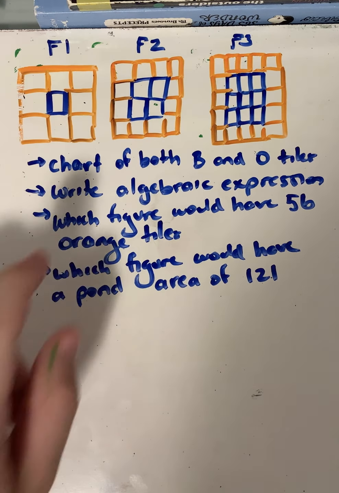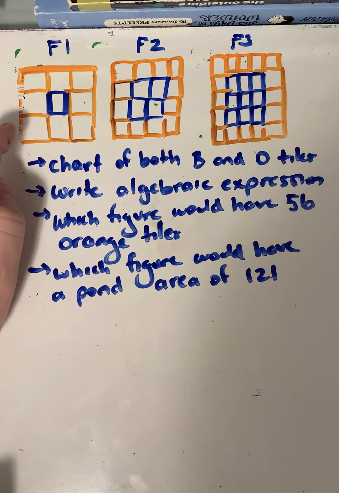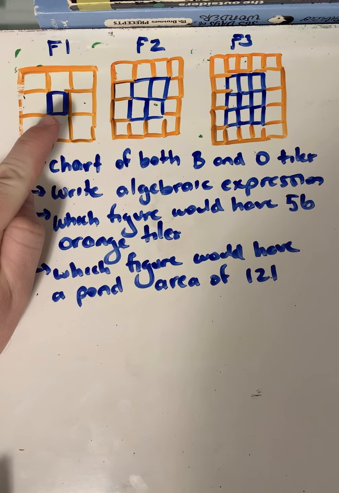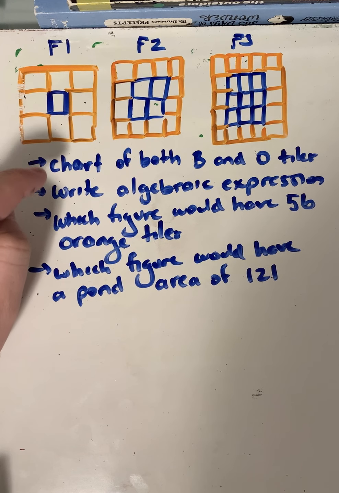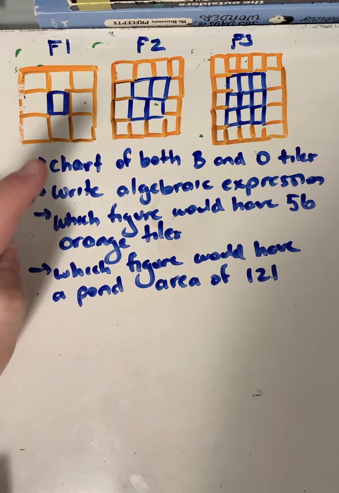So here we go. We've got figures. There's orange and there's a blue pond area, and there's some orange tiles that are like the border, and you can see figure 1, figure 2, figure 3.